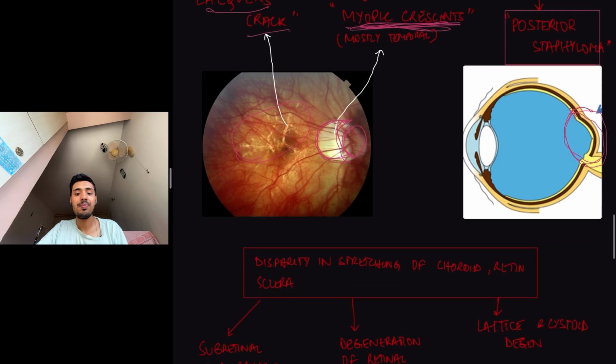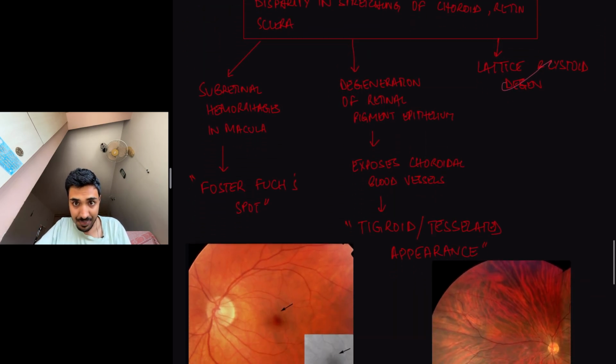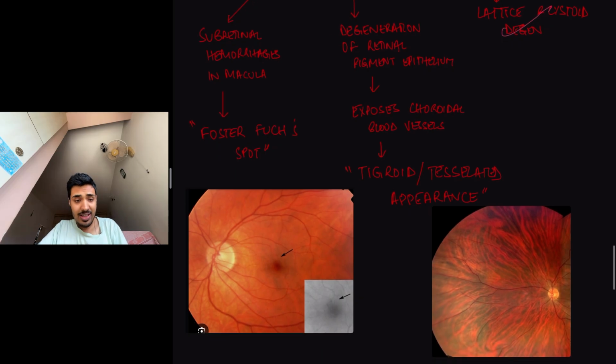These are three things. Even more, there can be lattice and cystoid degeneration. And as you can see here, let's say the retinal pigment epithelium gets degenerated and then the choroid is still intact.